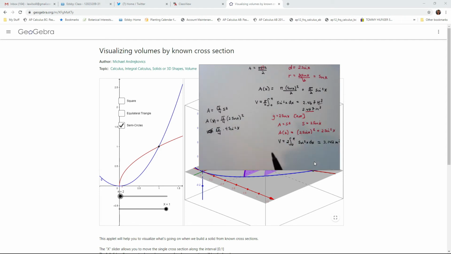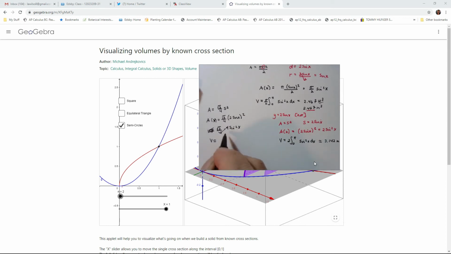So that's not volume yet, and so those 4's would cancel, right? So volume would be equal to root 3 times the integral from 0 to pi of sine squared of x dx. Okay, and then I could get an approximation for the volume.